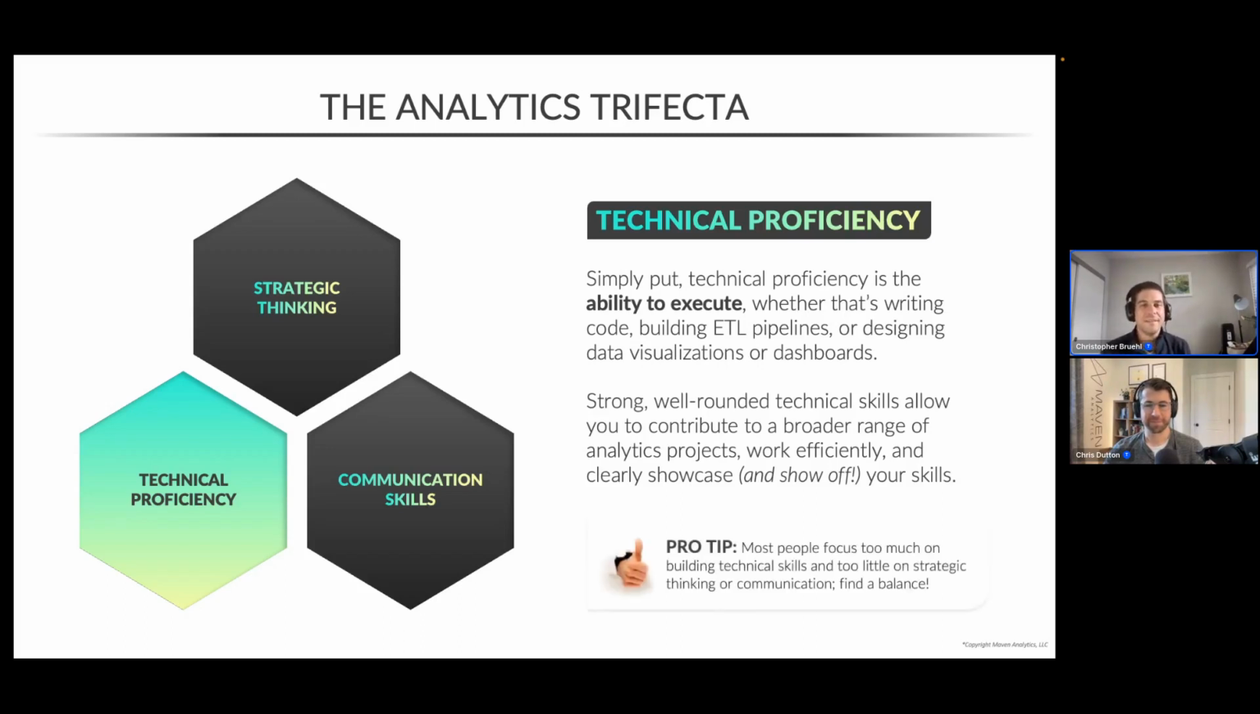But one thing we want to point out here is that most people tend to focus a little too much on the technical side of things when they're starting out and too little on strategic thinking or communication. So make sure you're finding a balance. It's really easy to continue to take courses to sharpen your technical skills while neglecting strategic thinking and communication. And it's understandable to see why. It's easy to continue to take technical courses, but it's a little harder to really cultivate those strategic thinking and communication skills. But if you feel very confident in your technical skills and you find that you're not able to land roles, there's a good chance that you need to revisit or really work on your strategic thinking and communication skills.